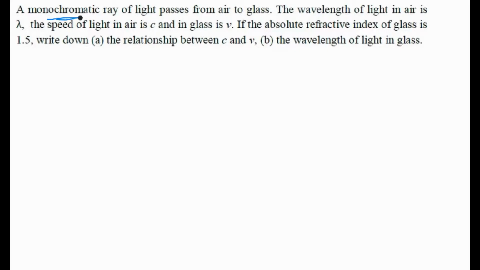Monochromatic means it is having only light rays of one wavelength. Now the wavelength of light in air is lambda. So wavelength of light in air is equal to lambda. The speed of light in air is c, and speed of light in glass is v.